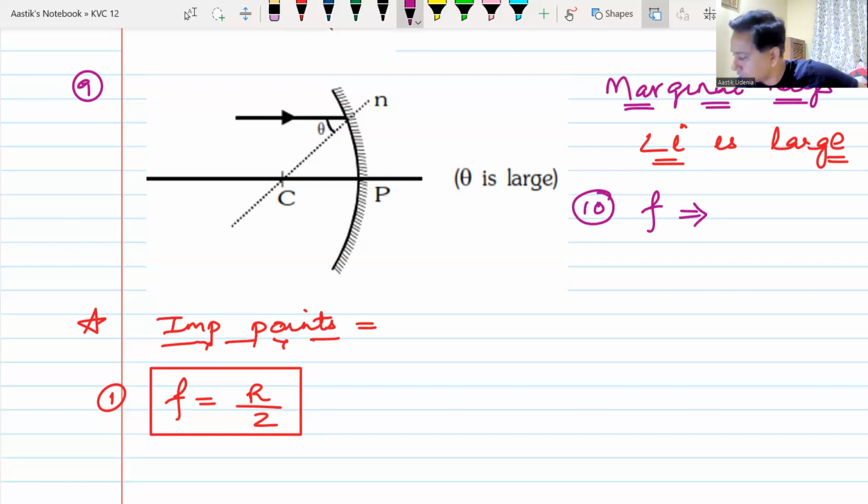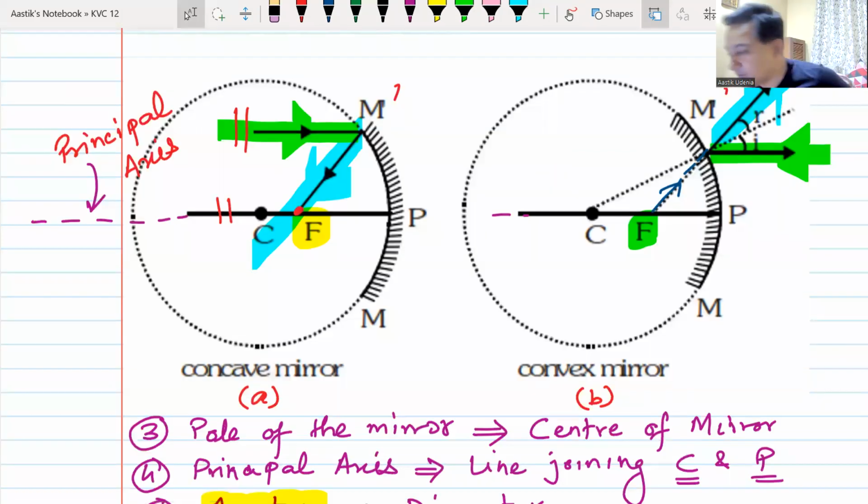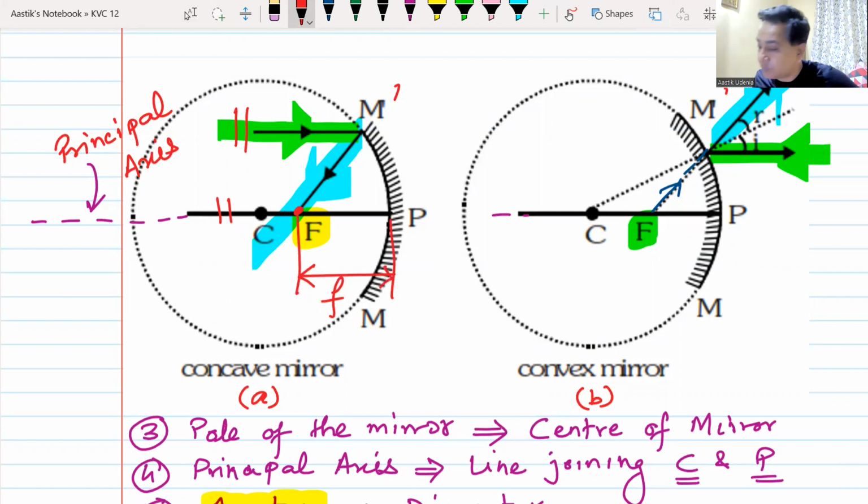The distance between focus and pole. That is absolutely correct, my dear friends. Let me take you back in the past. This is F, this is P. The distance between F and P is known as the focal length of the mirror, denoted by the small letter f. Do we understand this?